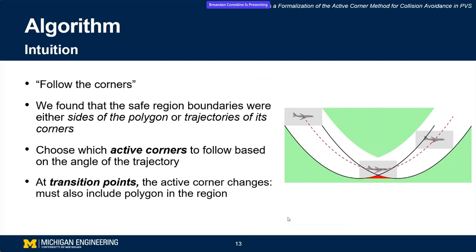At transition points, these are places where the active corner changes, and we need to include the polygon when we construct this region. So if you just followed this black lower left parabola, the path of this one active corner, and then when you switch active corners you follow this bottom right, you miss what we call the notch at the very bottom. You would yield an underestimate of the reachable set, and of course that kind of underestimate is really bad for safety.